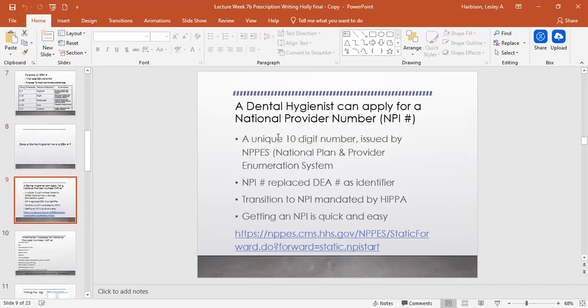Dental hygienists can apply for a national provider number, and in fact, I think you all have to. It's a unique 10-digit number issued by the National Plan and Provider Enumeration System. An NPI number just replaces a DEA number as an identifier. It just identifies you. It's a unique number to you as a healthcare provider. Transition to an NPI is mandated by HIPAA, and getting an NPI is really, really easy. Here's a link to doing that, but I think you all might do it in one of your other classes.